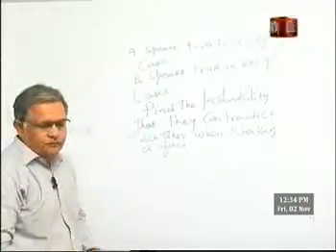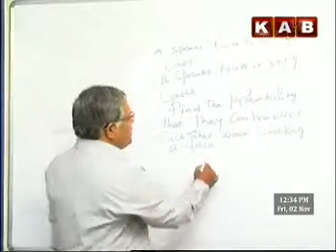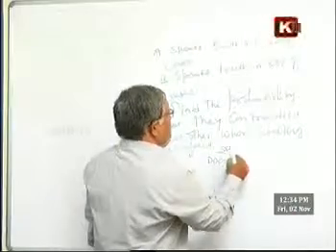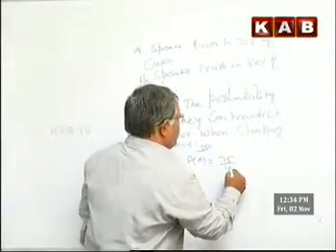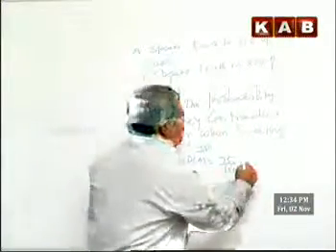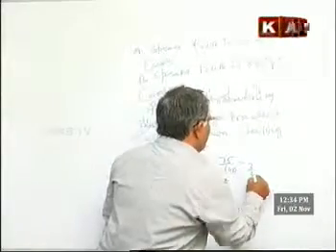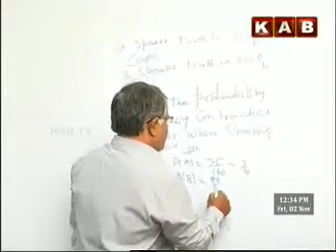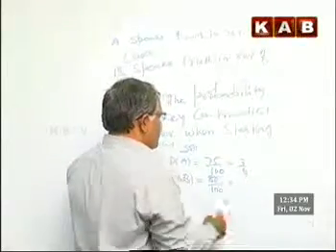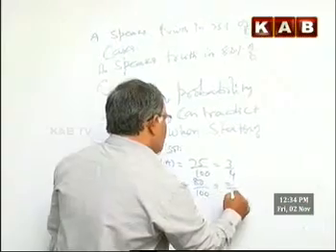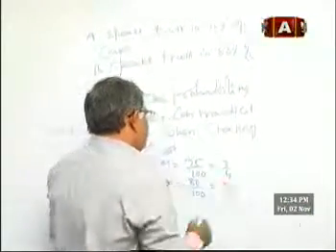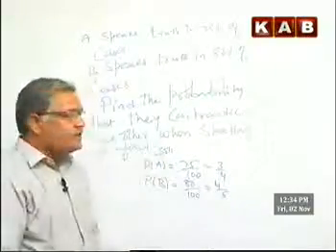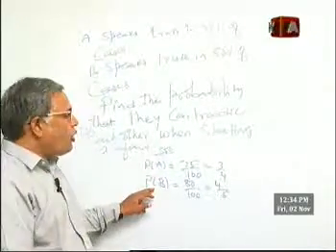This is the question. See here, A speaks truth in how many cases? 75%. So 75 by 100. That amounts to 3 by 4. B speaks truth in 80% of the cases. So 80 by 100, that is 4 by 5. This is the probability of A, this is the probability of B.